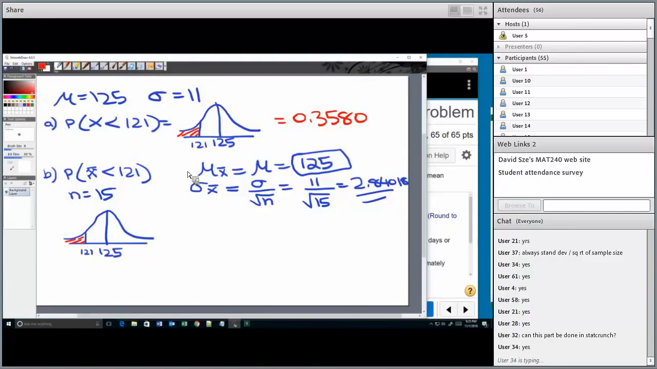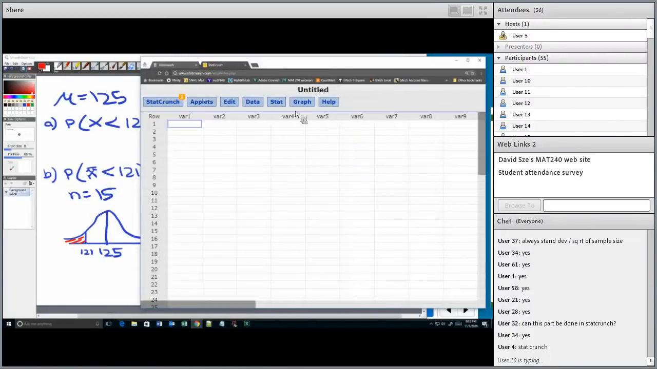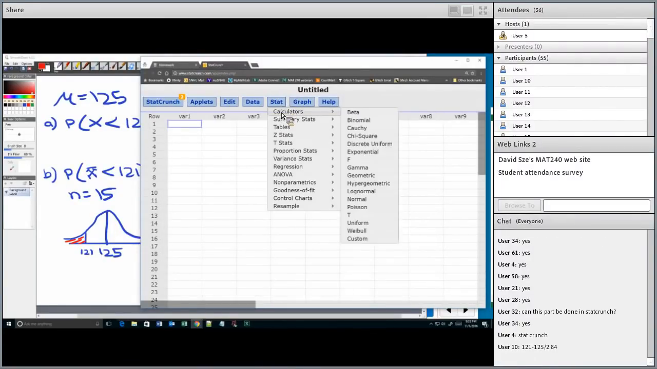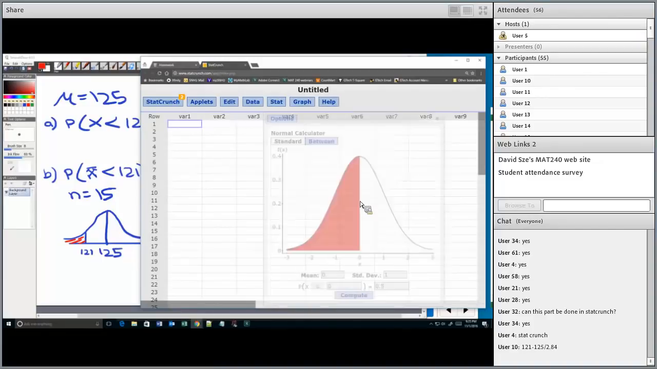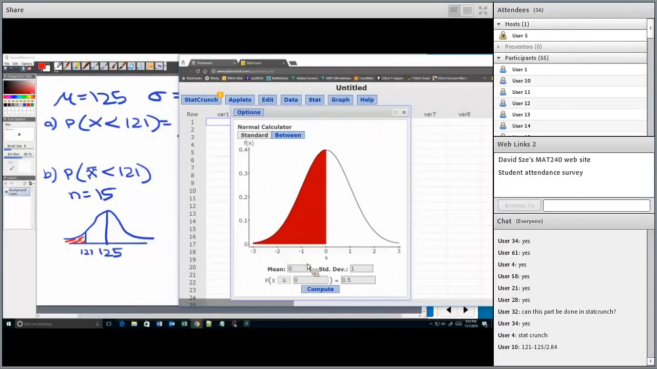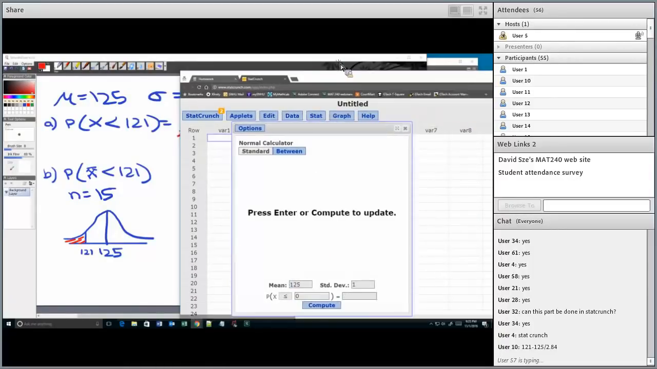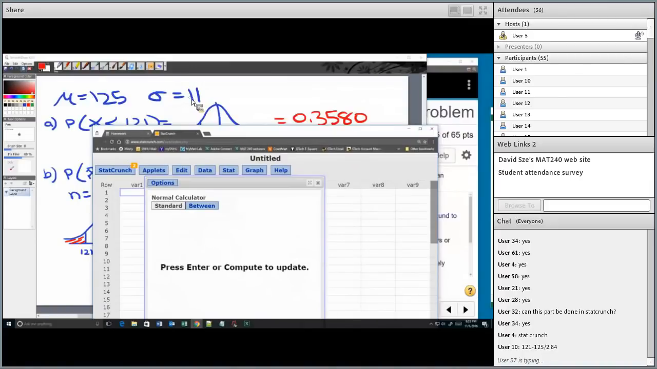And so how do we do this now? The only difference in this problem is the standard deviation that you have to use. You have to use a different standard deviation. Now let's go to StatCrunch and do this problem. So I'm going to go back to Stat, Calculator, Normal, and my mean is 125, but my standard deviation is not 11 anymore. Okay, you have to follow this. This is very important.